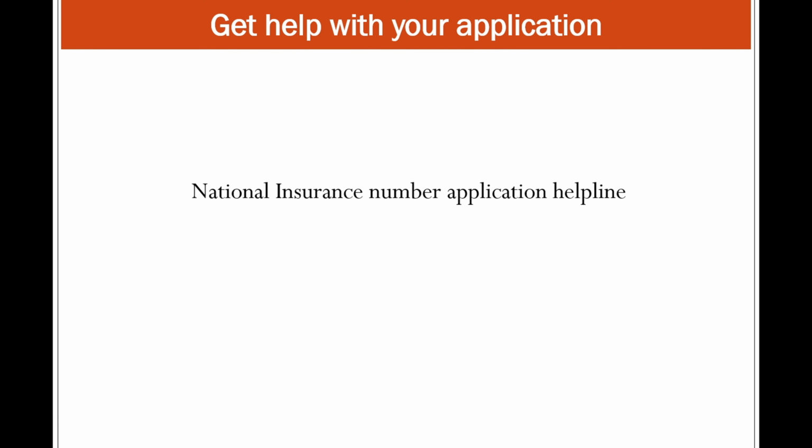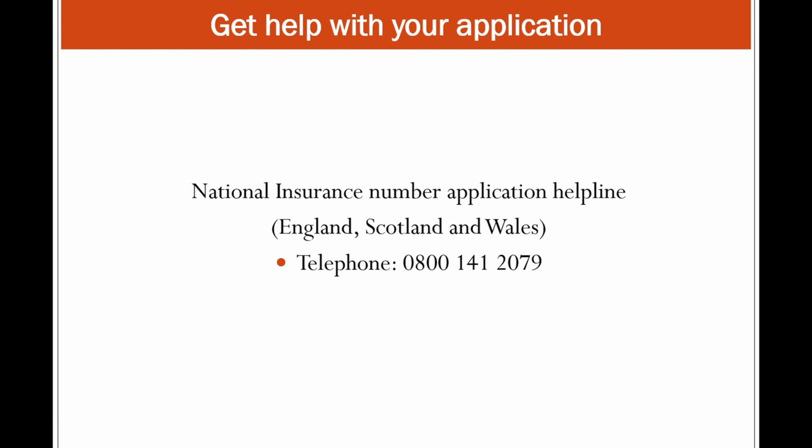Okay? Get help with your application. You can always phone NI office to know how to apply or if you have any confusion. The phone number is 0800 141 2079, and that's a national NI number. It's valid for England, Scotland, and Wales. It's the same number. You can also ask them to send you a form as well. Or if you have lost your NI number, you can phone them and ask them.